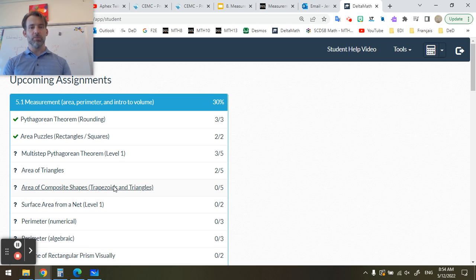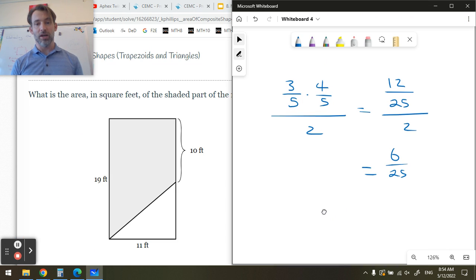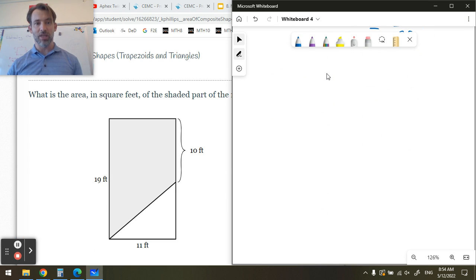Next, composite shapes, triangles and trapezoids. So we want to know the shaded part of this rectangle. It's a rectangle that's 9 by 11. And so there's two roads to a solution here. I could find the area of the big rectangle and subtract the triangle, or I could use my trapezoid formula to do that. I'm going to do the first method because it's a more thinking method and I like that. So the area of the big rectangle is base times height.